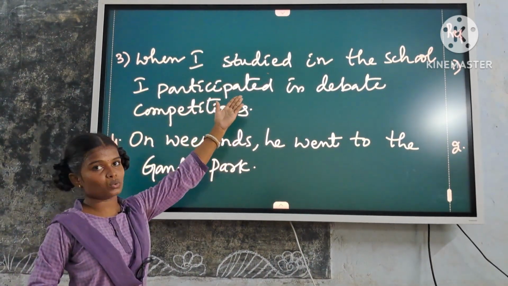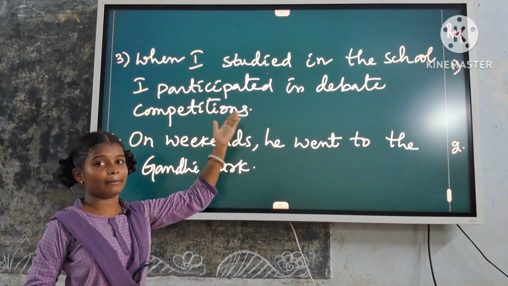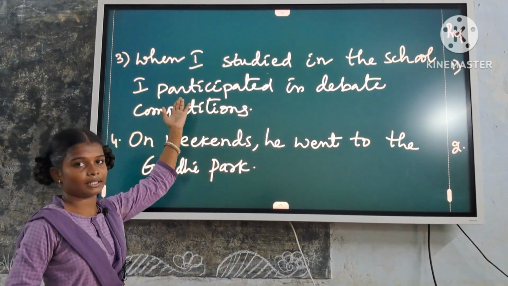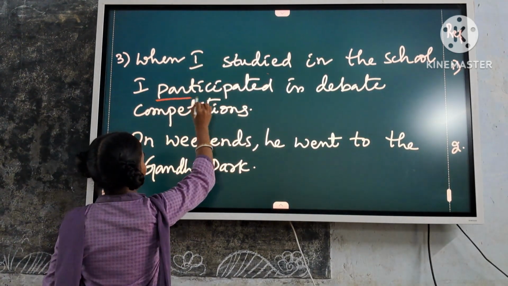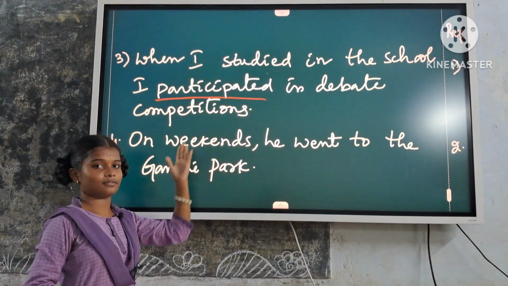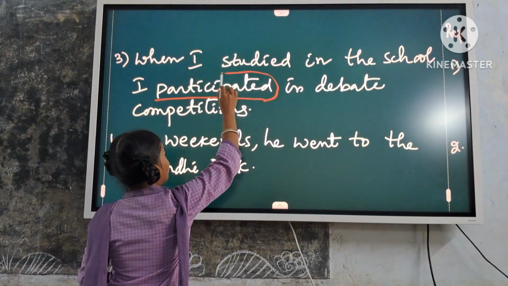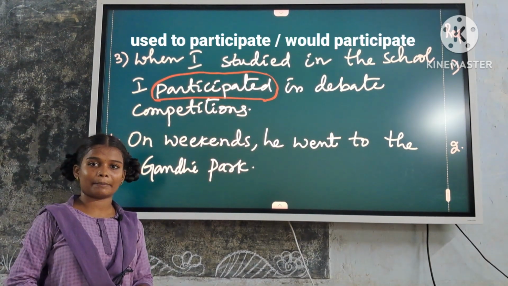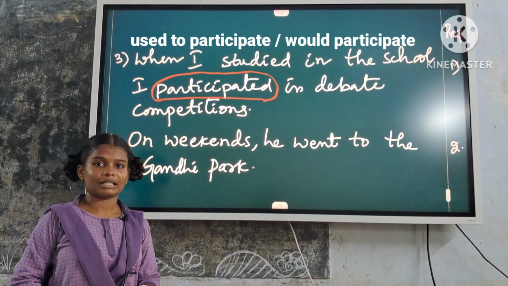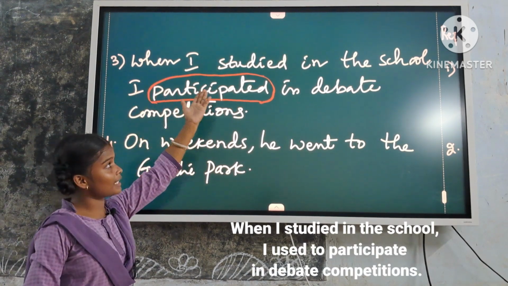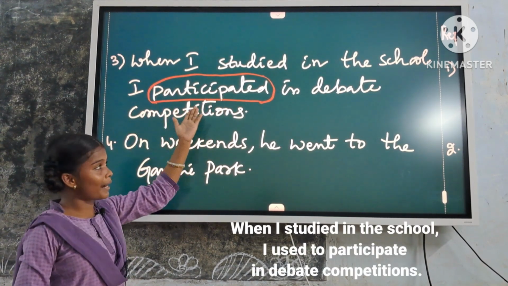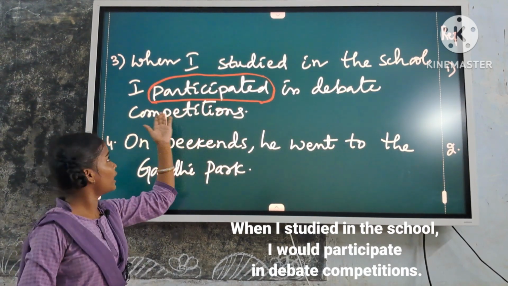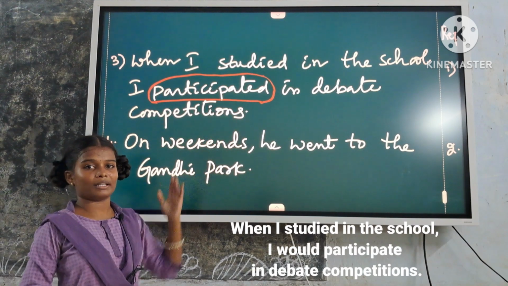Third example. When I studied in this school, I participated in debate competitions. Here, the verb in the main clause is participated. Round it off. Replace it with used to plus participate or would plus participate. So the answer is, when I studied in this school, I used to participate in debate competitions, or when I studied in this school, I would participate in debate competitions.